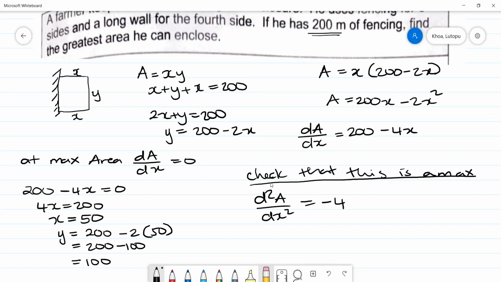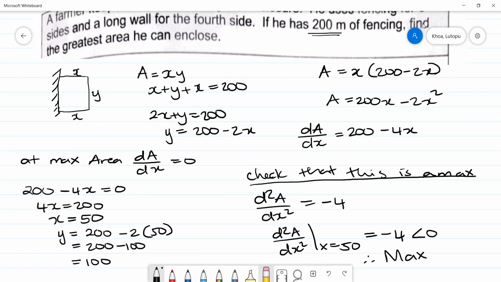Okay, so this is negative, so that means d2A/dx2 when x is equal to 50. This is still going to be -4 because this is a constant. This is less than 0, and therefore we do in fact have a maximum.